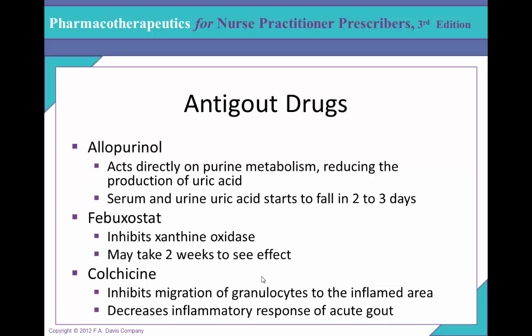So you also have colchicine. Colchicine basically inhibits migration of granulocytes and it acts as an anti-inflammatory, and again is one of the main medications for acute gouty attack. It's basically a natural product. It's secondary to plants.